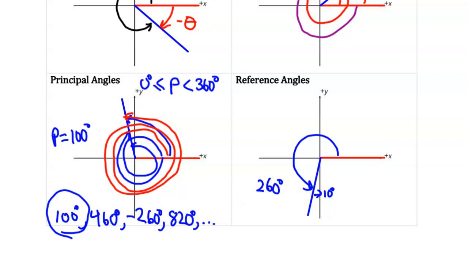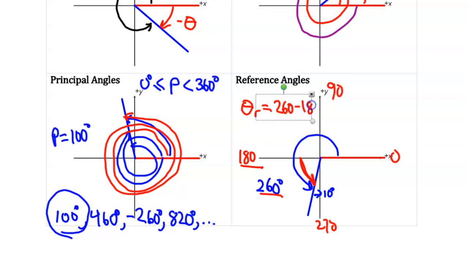The reference angle is, in fact, the angle between the terminal arm and the x-axis, which is this piece right here. So since this is 0, this is 90, this is 180, and we end up here, well, this is beyond, this is 270. The angle here must be the difference between 260 and 180. So the reference angle here, I'll write it as theta r, is equal to 260 minus 180, which is 80.